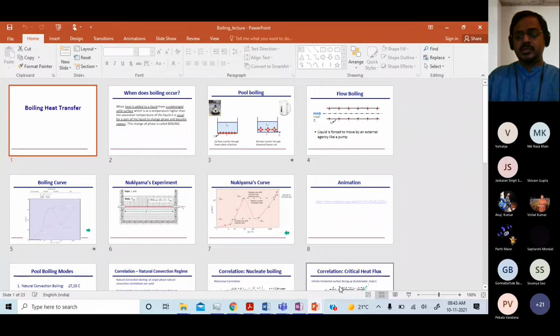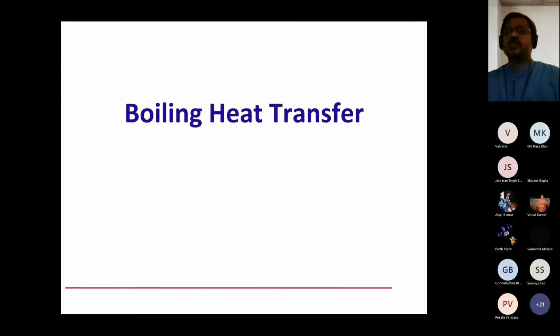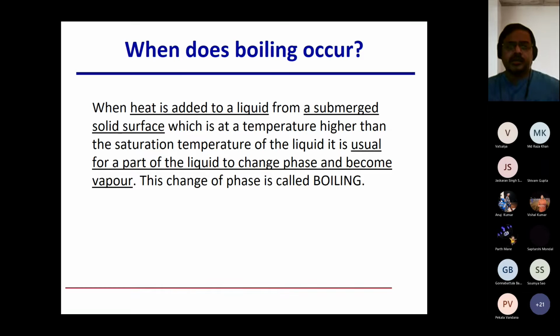Everyone has boiled water. You also make tea. You take a saucepan, put water in it and put it on the stove. Therefore, boiling heat transfer is something very, very common. We have seen it. We use it every day in cooking. All right. So the question is, when does boiling occur?